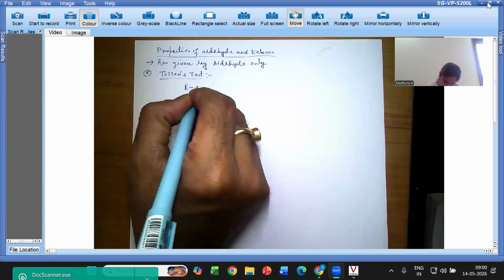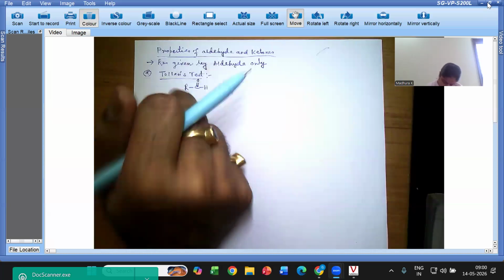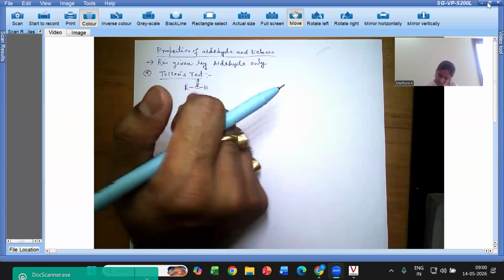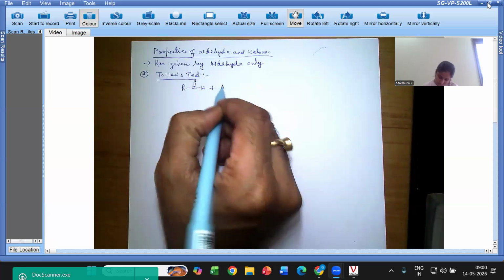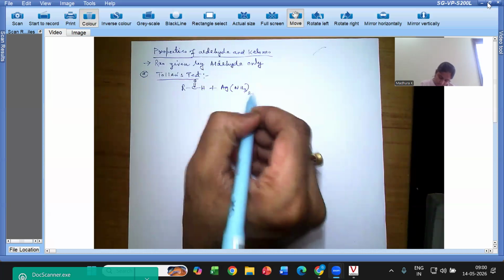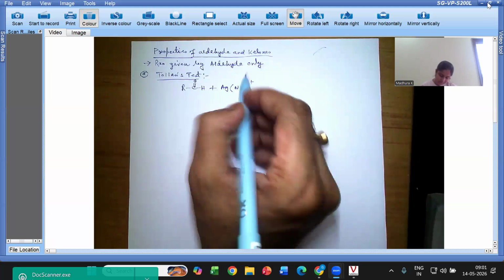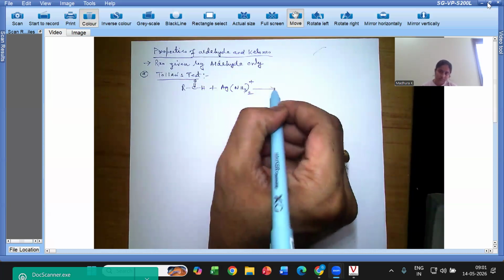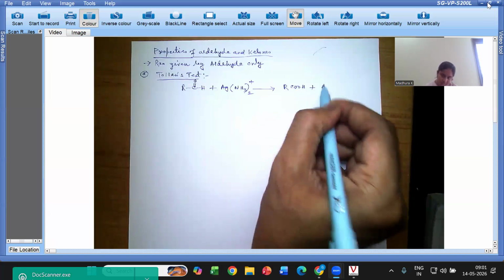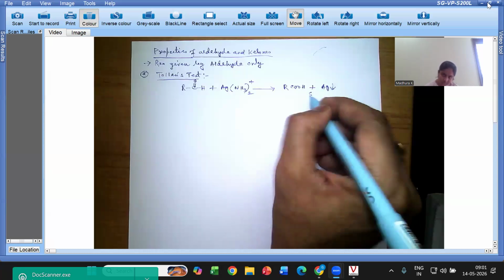Suppose you take any aldehyde, aliphatic or aromatic. This is important: the Tollens test will be undergone by both aliphatic as well as aromatic aldehydes. If you take this [Ag(NH3)2]+, it is basically an ammoniacal solution of silver nitrate, the Tollens reagent. This is a mild oxidizing agent. So we'll get the corresponding acid and silver, which is a precipitate. This is called the silver mirror test.